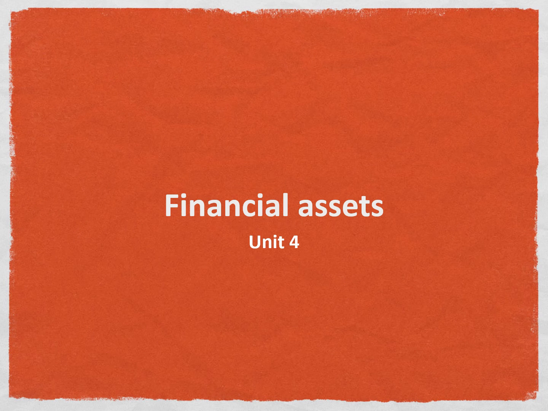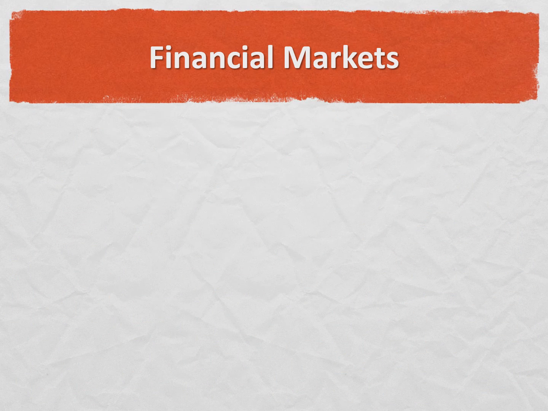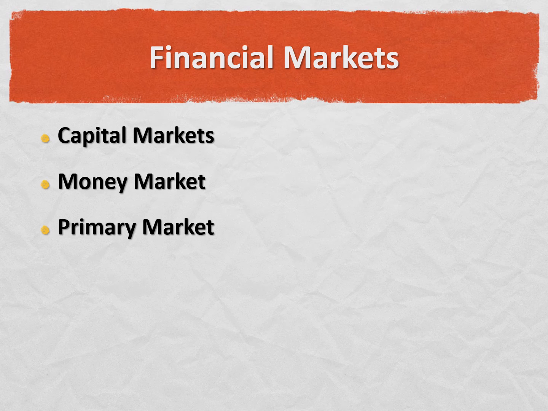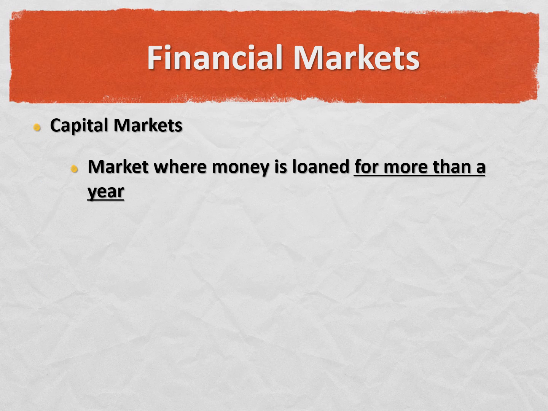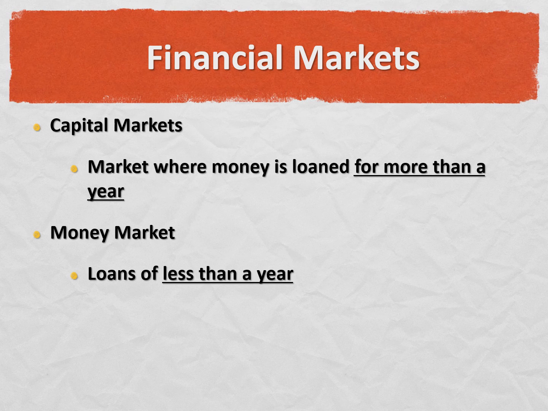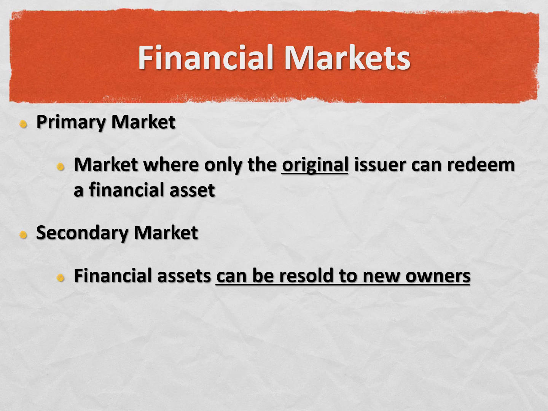All right, wrapping it up, looking at financial assets. So we have different kinds of financial markets: capital markets, money markets, primary markets, and secondary markets. Capital markets are markets where money is loaned for more than a year, versus a money market, which is loans of less than a year. A primary market is a market where only the original issuer can redeem a financial asset, versus a secondary market, where financial assets can be resold to new owners.